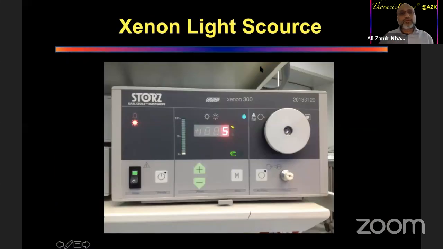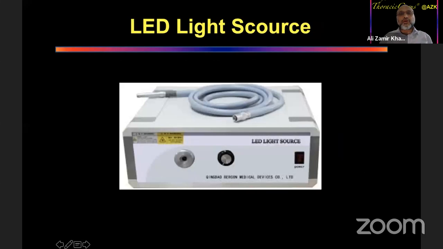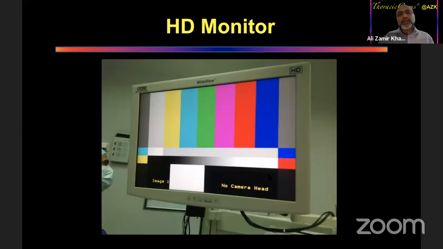Now I'll try to explain those lines in a minute. There is the light source. This is a xenon light source, but this is fast going out of fashion. Really, the LED light sources are coming in. This is a hot light source, as opposed to this, LED is a cold light source. And LED has more than 50,000 hours of use. This has only 2,000 to 3,000 hours of use per bulb. So it is important to move into the LED light source, not the xenon light source. This is the one that you must get, and these are becoming increasingly cheaper. So if you're going to get anything, get an LED light source.